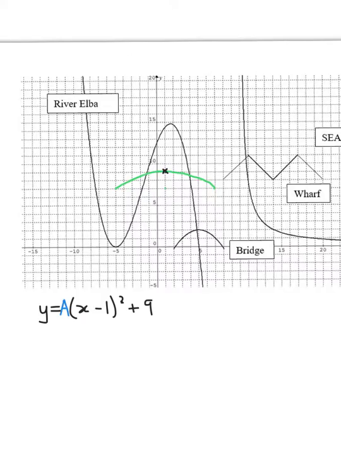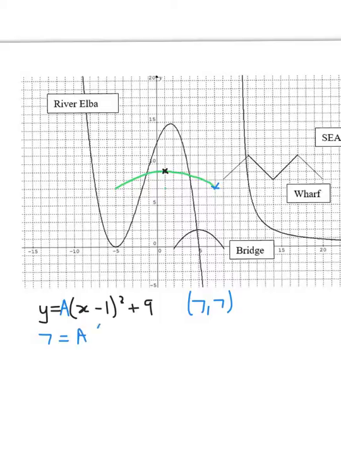Here we go. So this is my equation. There's my bridge. The equation that I've got, it's moved from 0, 0, 1 to the right, and it's moved up 9. So that's my equation. I'm going to find A. I need a point. I know this is definitely a point there at the end, which is 7, 7. You can choose any point that you're sure of, and the end points are probably the best ones. So I'm going to put 7, 7 in the equation.